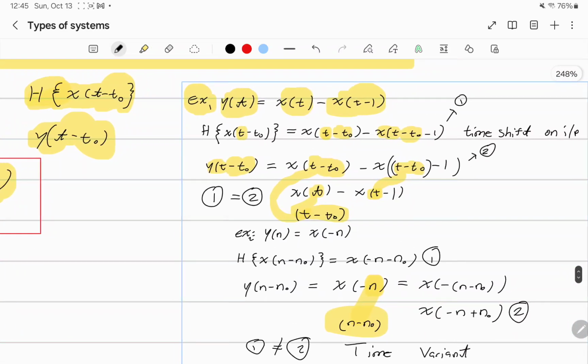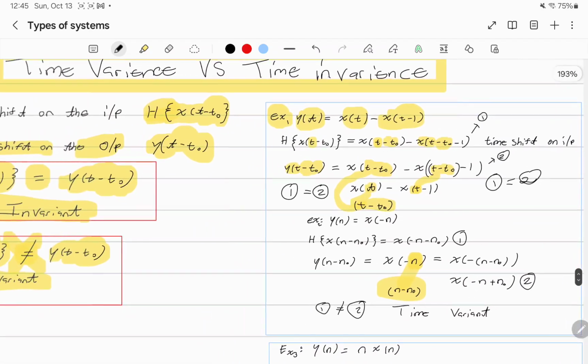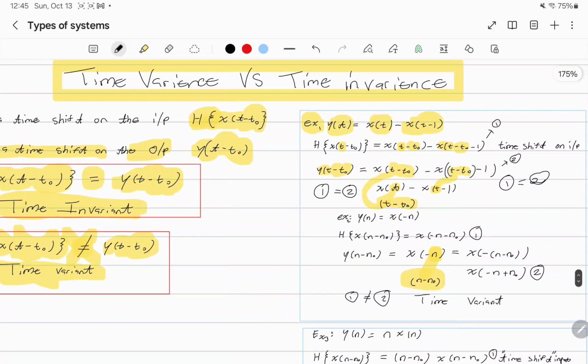What I'm supposed to do is look at equation 1 and 2, both of the shifts. So shift 1 is equal to shift 2. That means it is time invariant.